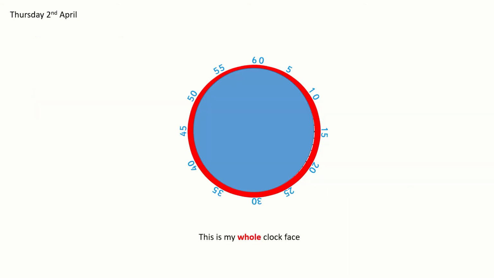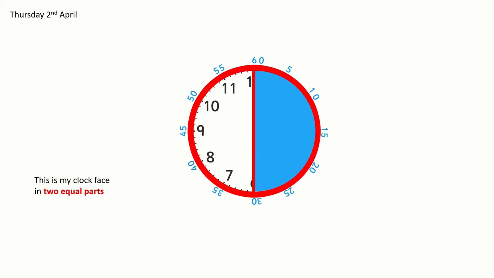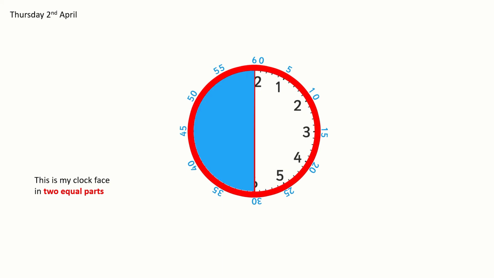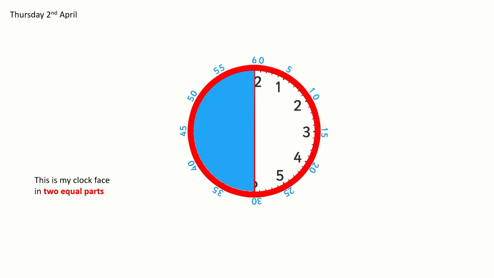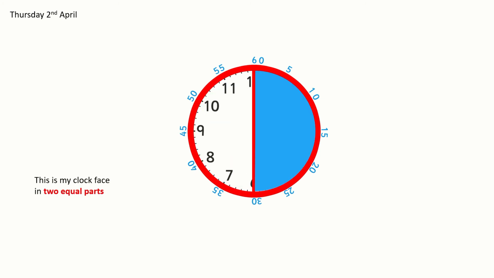So here is my whole clock face. I know it's my whole clock face because I've got all of it. I can see the whole thing, can't I? Now, this is my clock face in two equal parts. Half of it's white with numbers, and half of it's blue with no numbers. One equal part, two equal parts. I know they're equal because equal is the same amount.